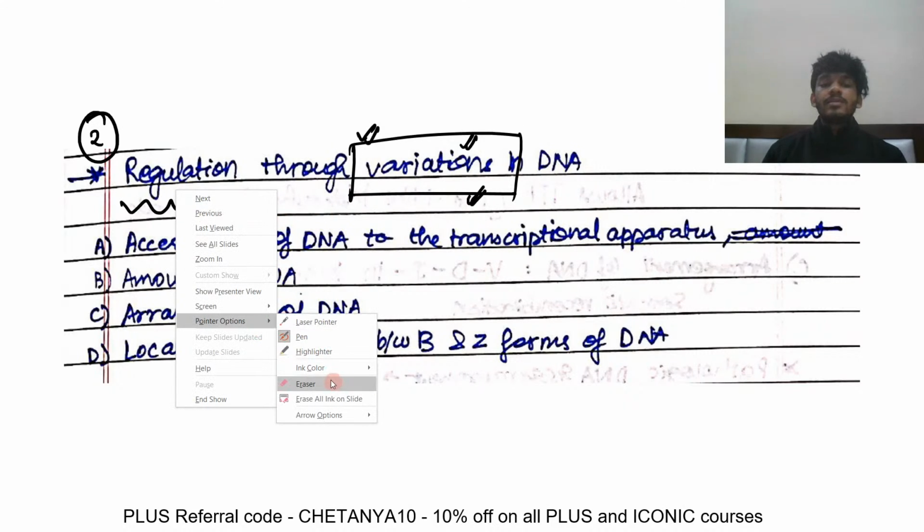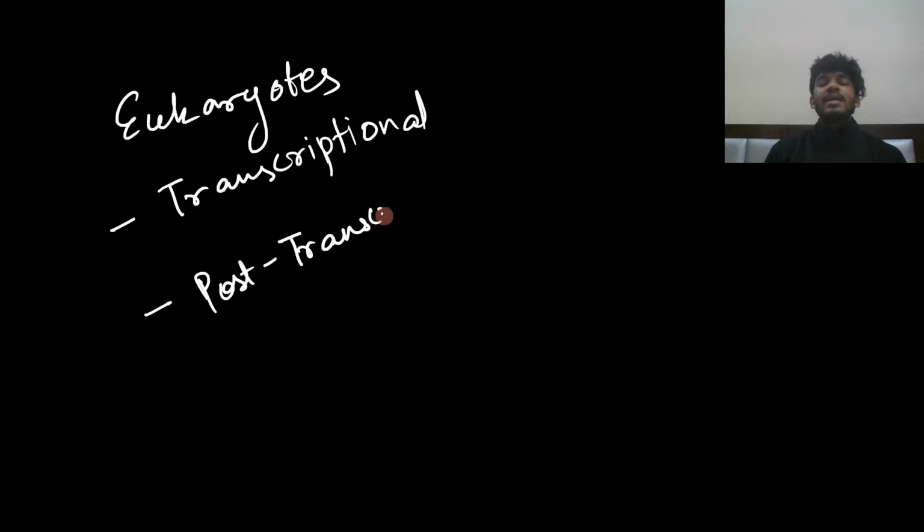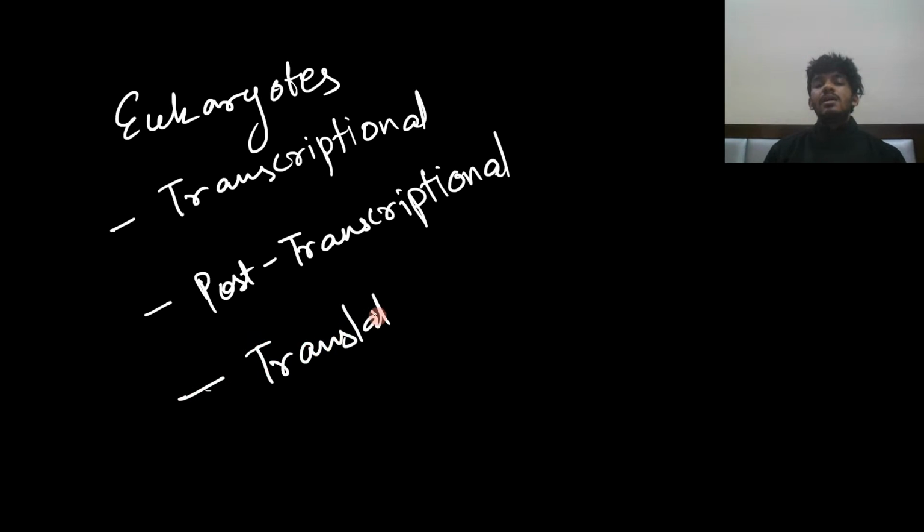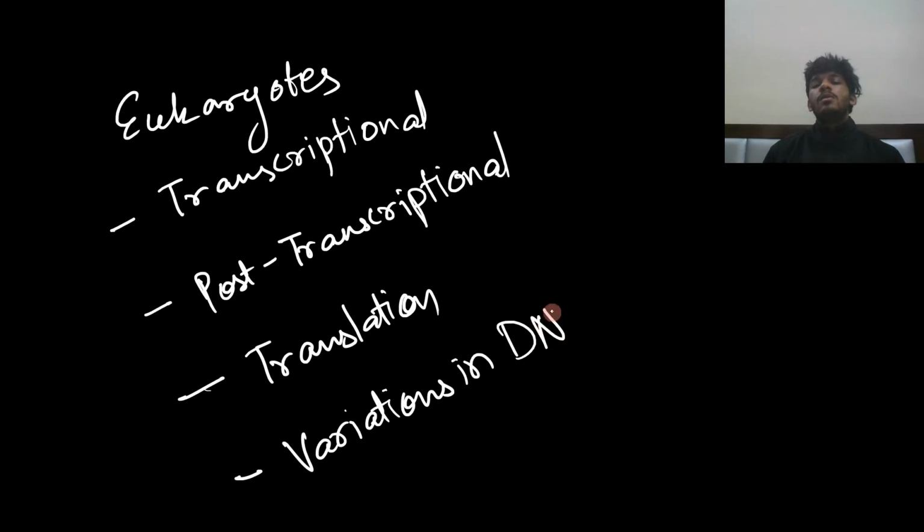So far, I said that there are 4 levels at which there can be regulation in eukaryotes. First we talked about transcriptional regulation, where we discussed coordinate regulation, the galactose circuit, hormone response elements, all of that. Then we talked about post-transcriptional regulation, with mRNA editing, alternative polyadenylation, alternative splicing, and stability of mRNA, which is very important. Then we did translational regulation, which was phosphorylation of eukaryotic initiation factor 2. Then we said variations in DNA are also responsible for regulation of gene expression.